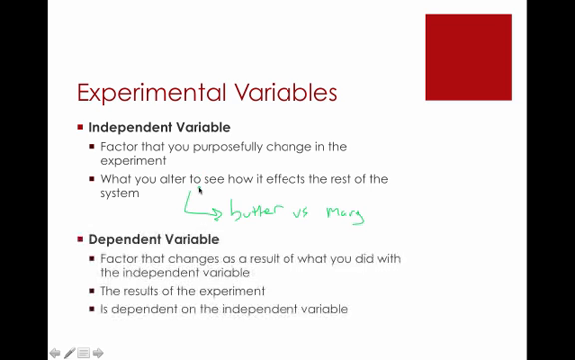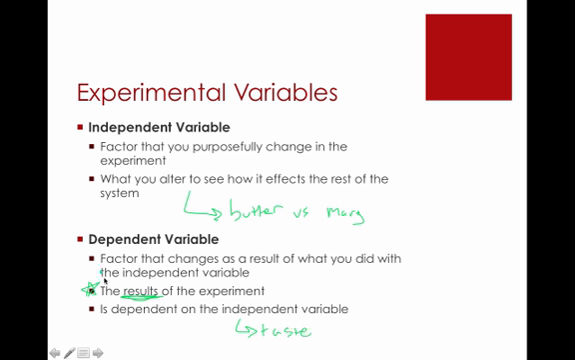That brings us then to our dependent variable. The dependent variable is the opposite. It's the factor that changes as a result of what you did with the independent variable. So we changed something up here with the independent variable, and as a result, it affected the dependent variable. The easiest way I think to think of what the dependent variables are is right here. The dependent variable is the result of the experiment. If I have butter versus margarine, the result will be a different taste for our cookies.